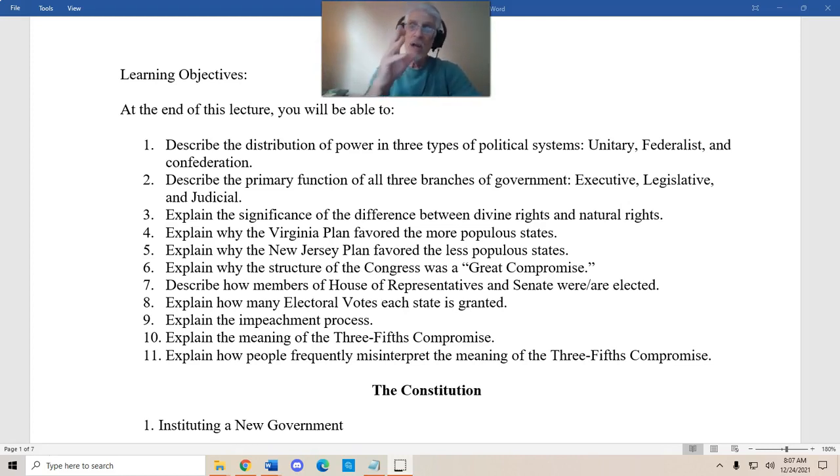You'll be able to explain why the Virginia Plan, which was one of the plans proposed at the Constitutional Convention, favored the more populous states. You'll be able to explain why the New Jersey Plan favored the less populous states. And most importantly, bringing those two things together, you'll be able to explain why the structure of Congress was, as it's called, a great compromise.